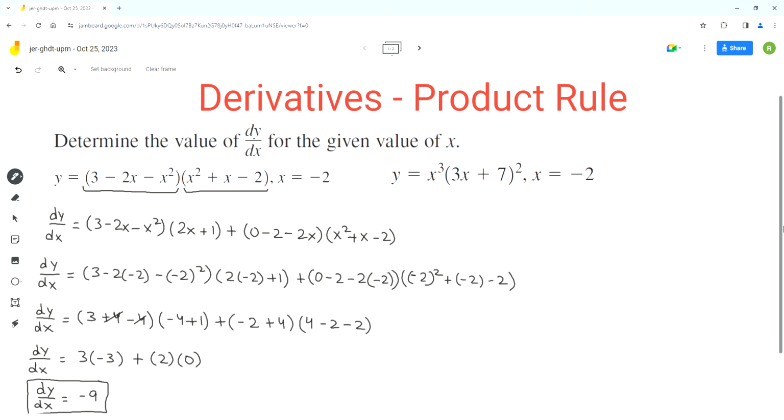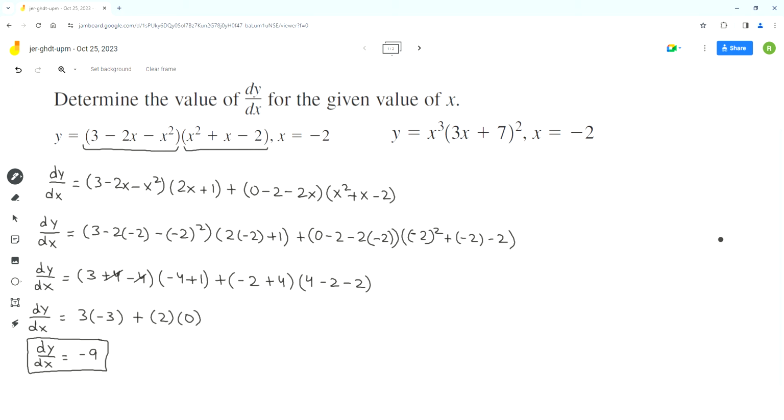Now we can analyze the second function and find the dy over dx value. The second function is y equals x cubed times (3x plus 7) squared. And we have to find the value of dy over dx at x equals negative 2. So I can use a different color for this one. First, we'll write the expression for dy over dx using the product rule. So dy over dx equals the first function, which is x cubed, times the derivative of the second function.